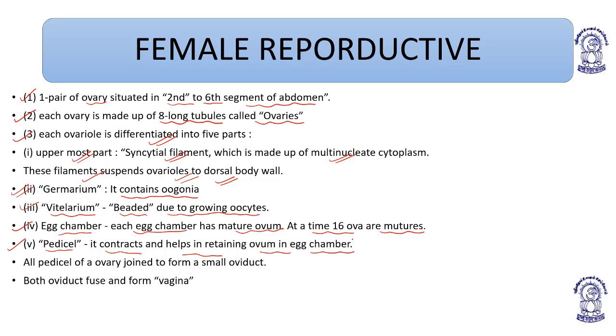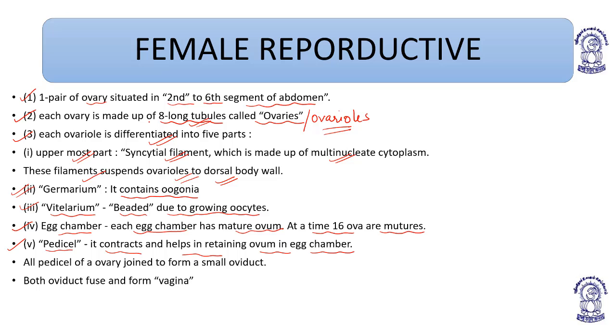So the female reproductive system includes a pair of ovaries which extend from the second to sixth abdominal segment. Each ovary is made up of 8 long tubules called ovarioles. Please rectify: it is ovariole, not ovaries. Each ovariole is differentiated into 5 parts.